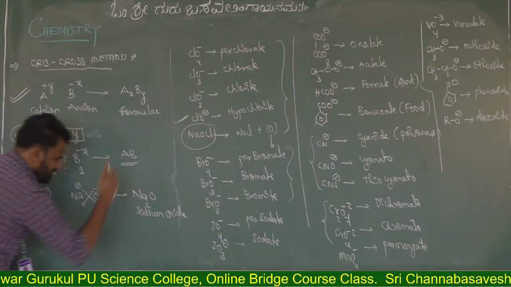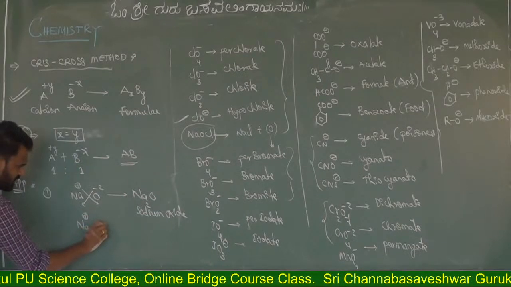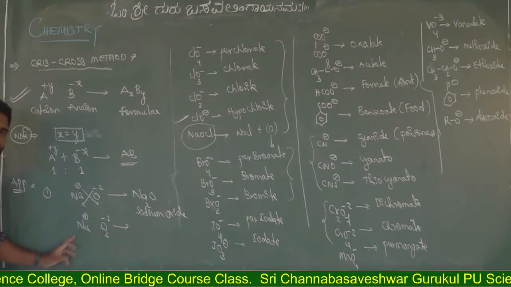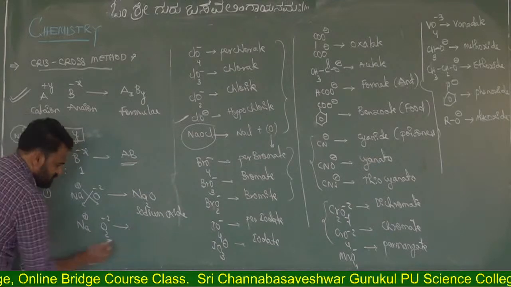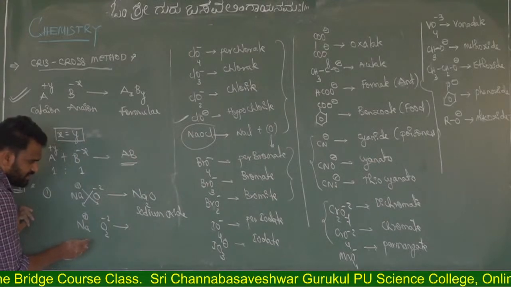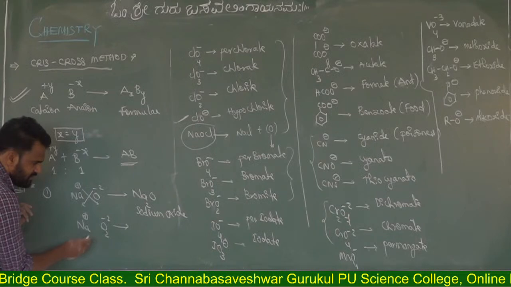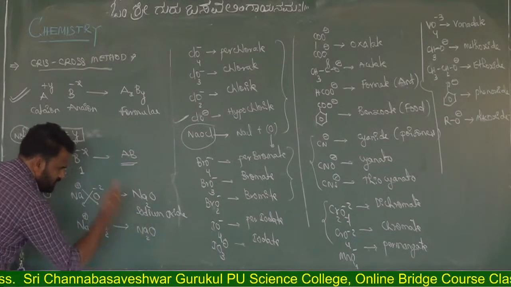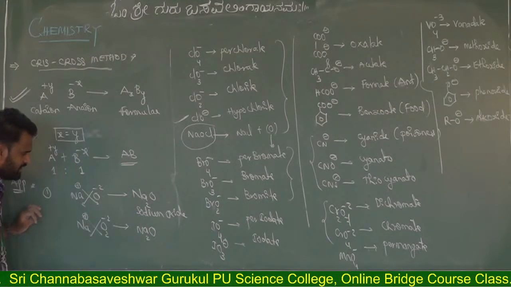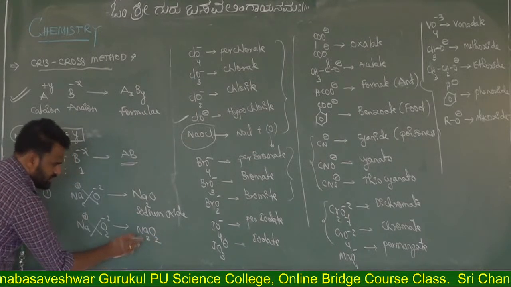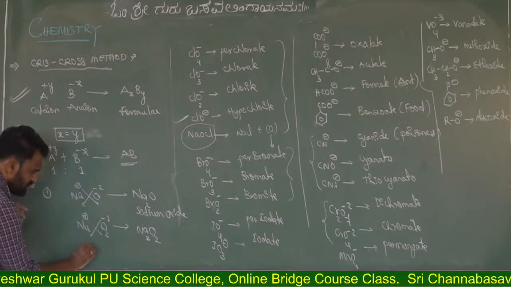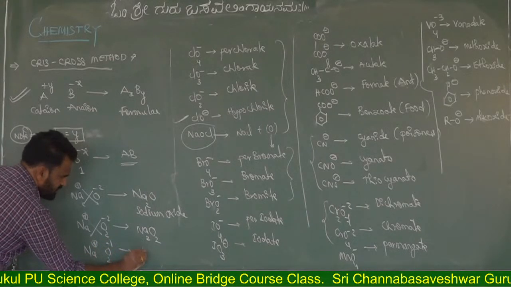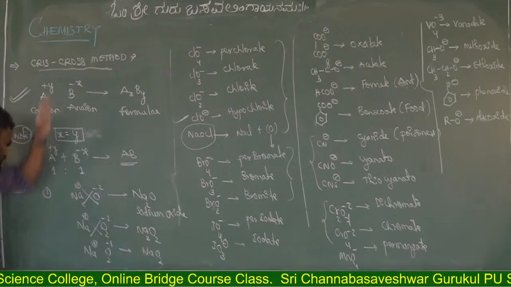Next, the same sodium, Na+, and O2 with minus 2, that is sodium peroxide. If I want to write sodium peroxide, what would be the formula here? Crisscross: here 2 and here 1. Then the resultant formula is Na2O2, which is sodium peroxide. Next, I want to write sodium superoxide. Then what would I write here? NaO2. NaO2 is sodium superoxide.